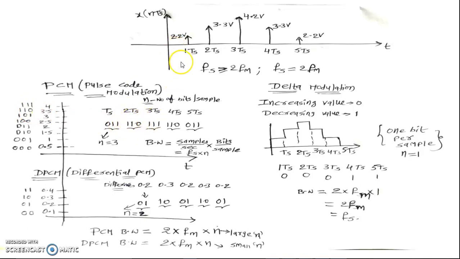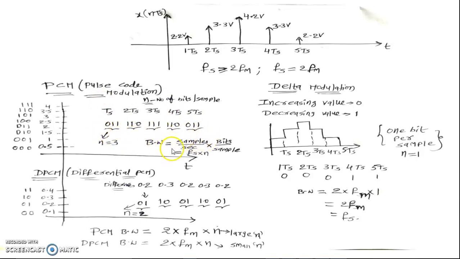So like that for each sample, here a total of 5 samples are there. For each sample we are representing with 3 bits. So for a total of 5 samples, 5 times 3 is 15 bits required to transmit this signal using the PCM technique. That is nothing but the bandwidth. Bandwidth is nothing but the number of symbols we are transmitting.